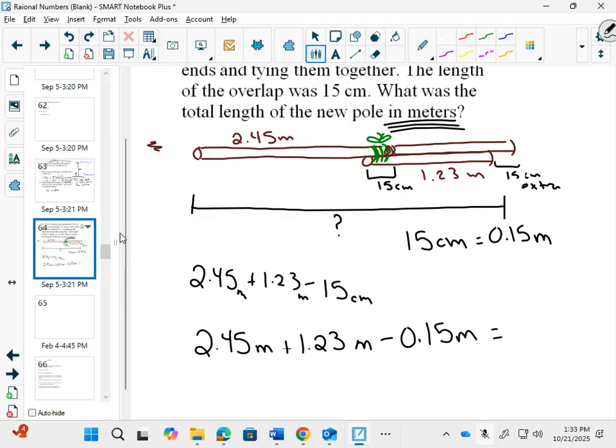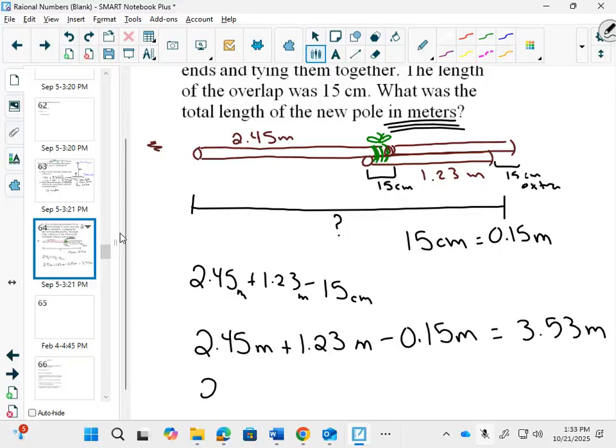And if we did this, I would tell you to use a calculator. But you are going to do 3.68 minus, yep. You know what I did? I took the 15 off of this one as the easiest, because I made this 2.3. 2.3 plus 1.23 makes 3.53.